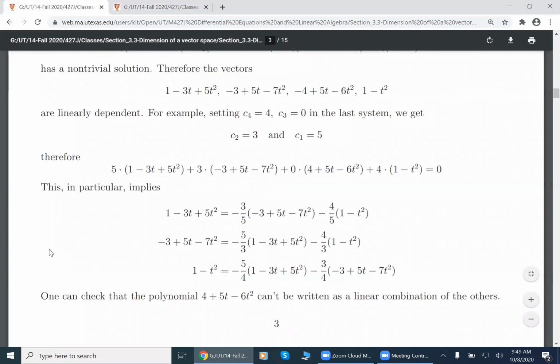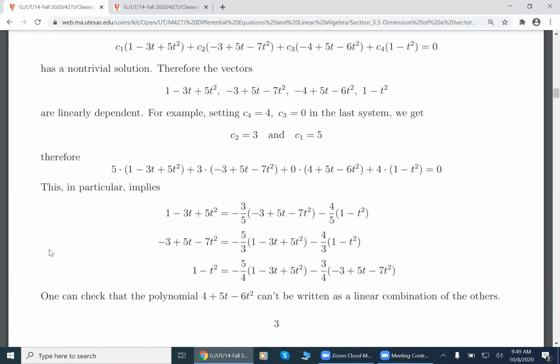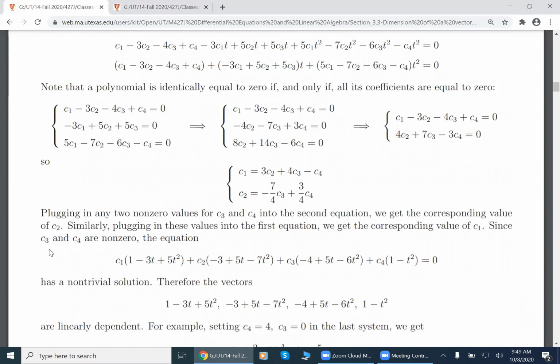Folks, any questions here? Yeah, I had a quick question. So on a quiz, to show that they are linearly dependent, would you want us to show an example like you did here by plugging in specific values for C3 and C4 after we've already found the relationship between, for instance, C1, C2, C3, and C4? Absolutely. You have to come up with a non-trivial solution. Non-trivial solution has to be written explicitly.